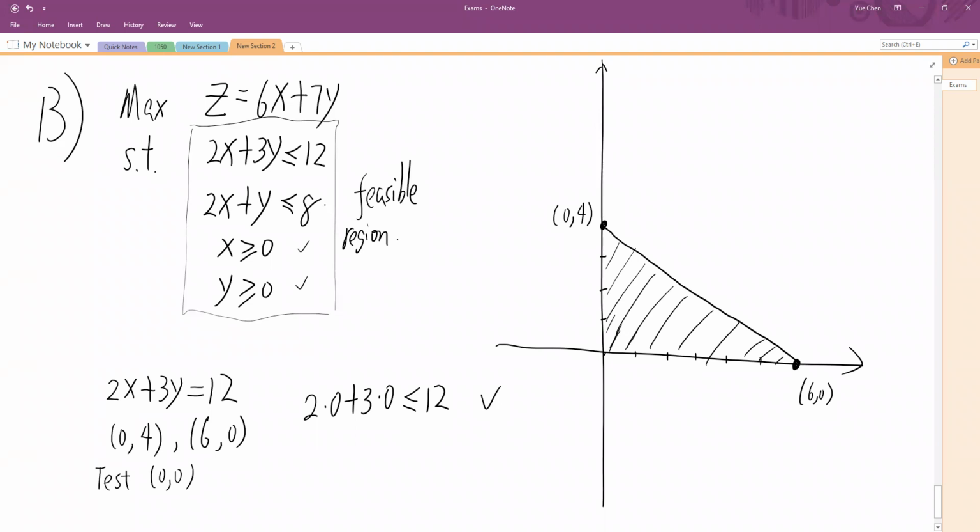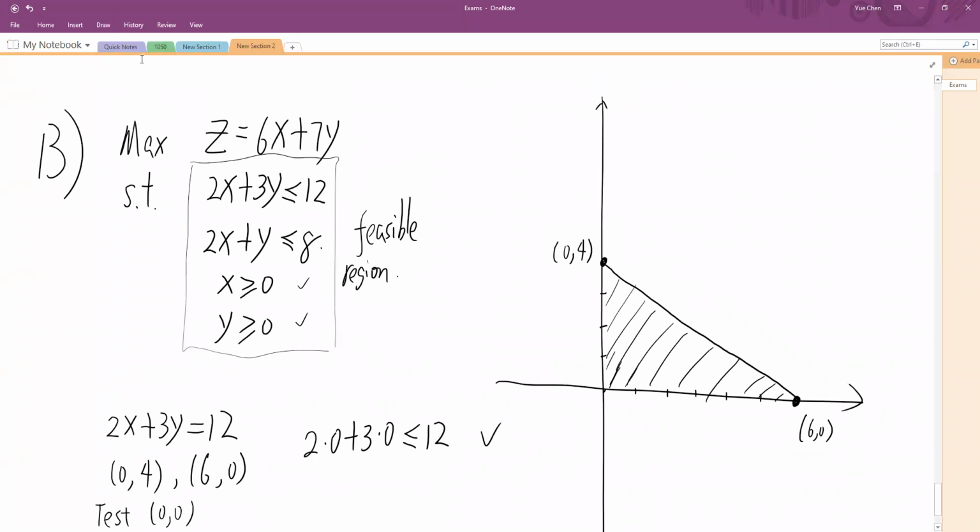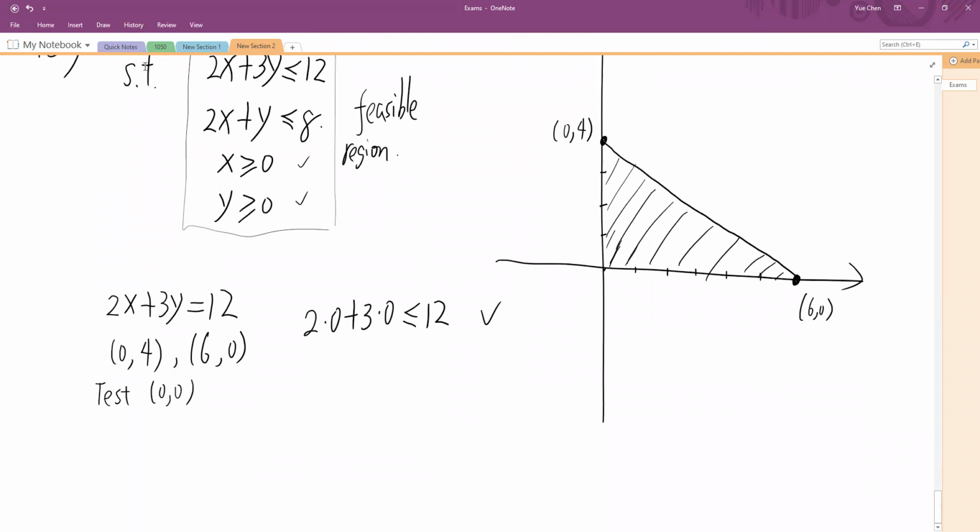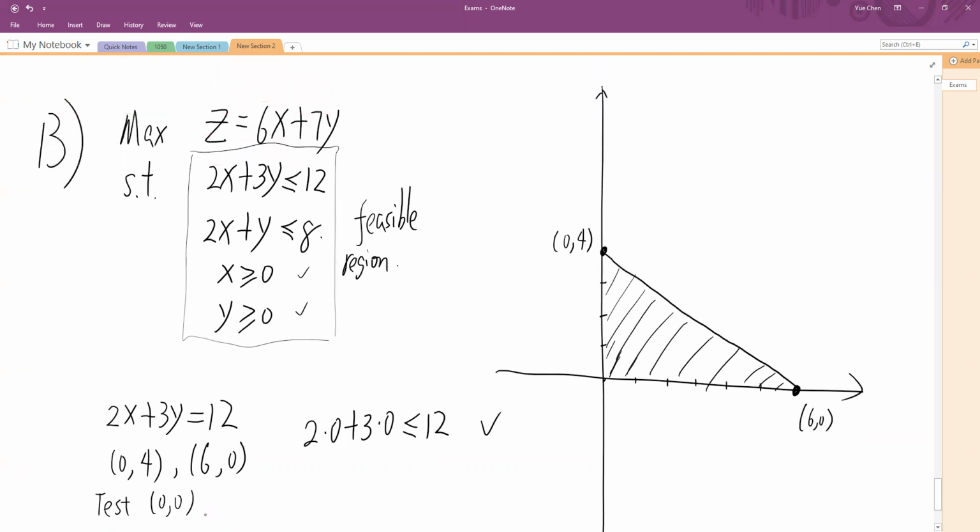Now let's look at the second one. I use red color. The second: 2x plus y less than or equal to 8. Let's look at the boundary, which is 2x plus y equals 8. Okay, we choose x equals 0. So y equals 8. Y equals 0, x equals 4.